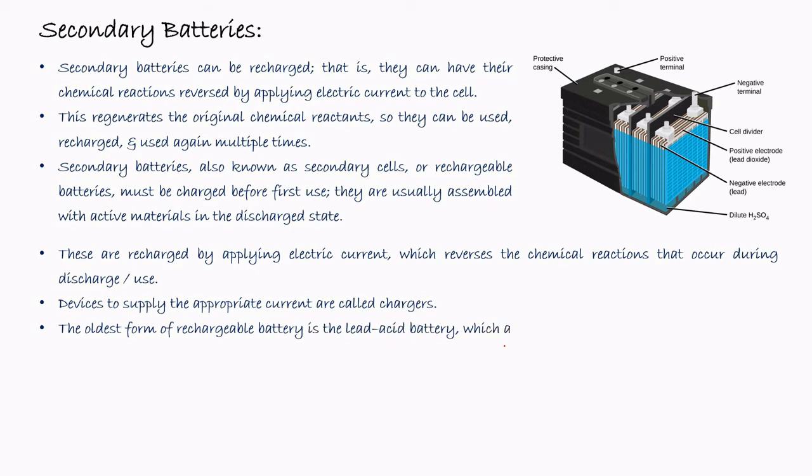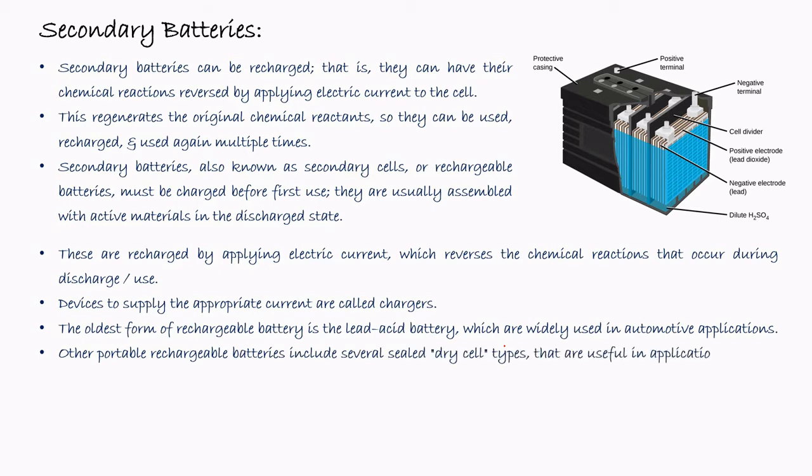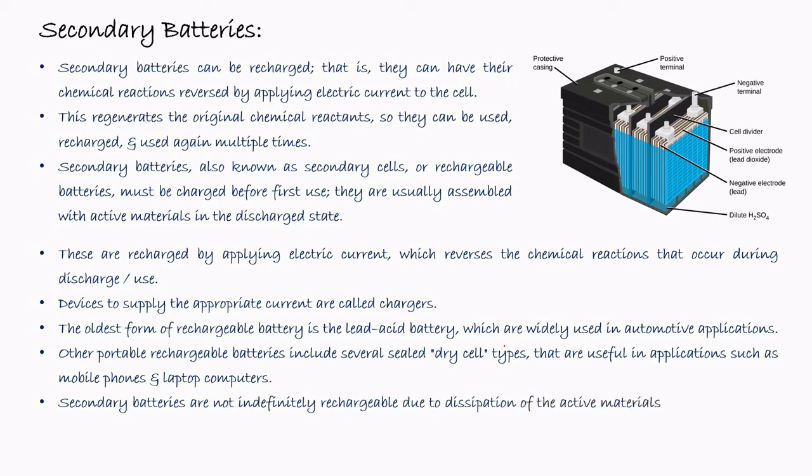The oldest form of rechargeable battery is the lead acid battery, which is widely used in automotive applications, in cars. The other portable rechargeable batteries include several sealed dry cell types that are useful in applications such as the mobile phone or the laptop computers, etc. The secondary batteries are not indefinitely rechargeable due to dissipation of the active material, loss of the electrolyte, and also internal corrosion.